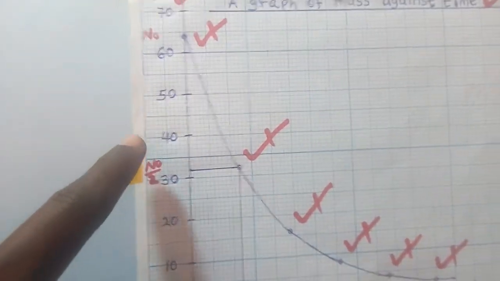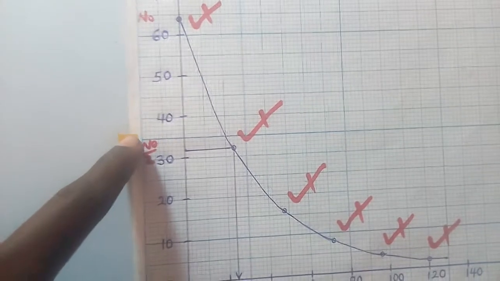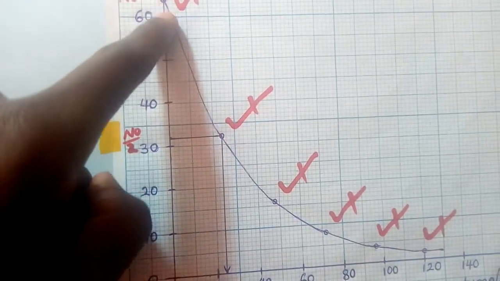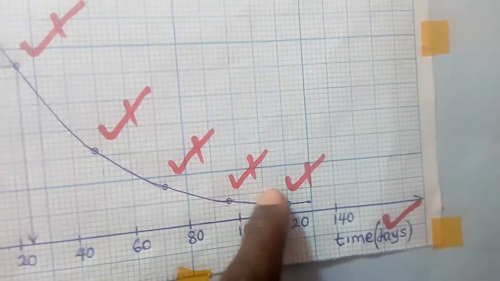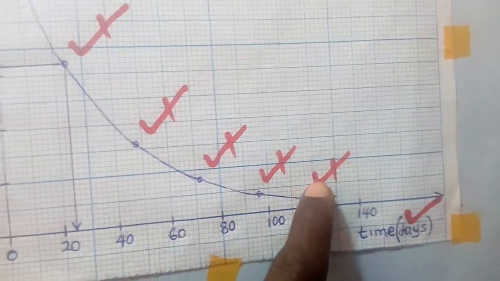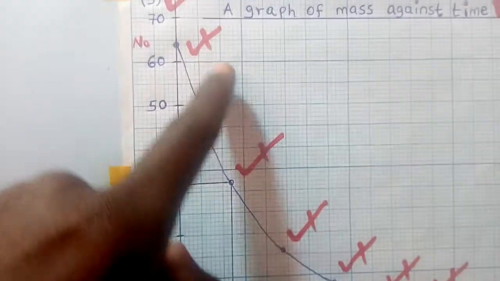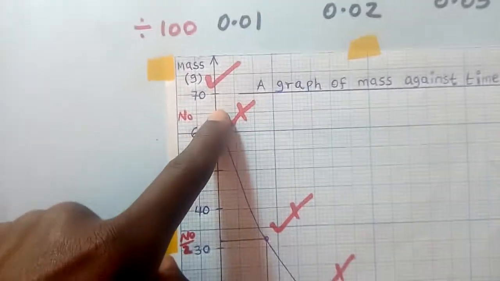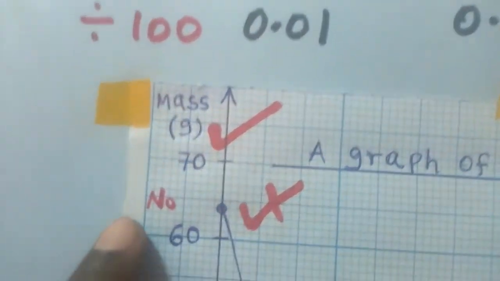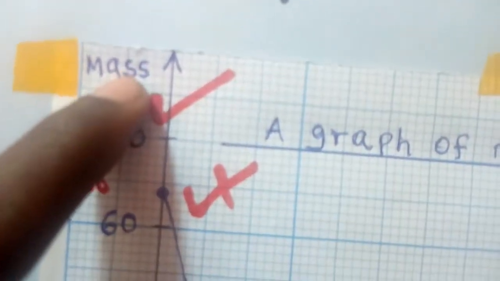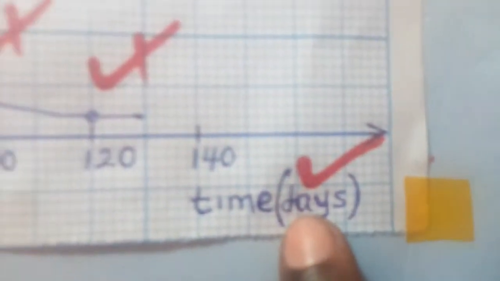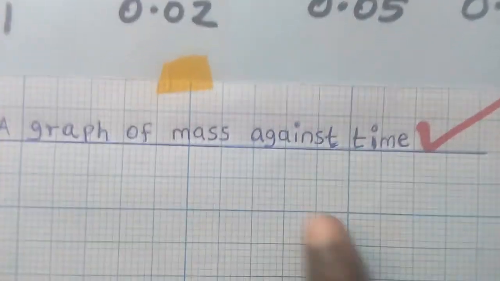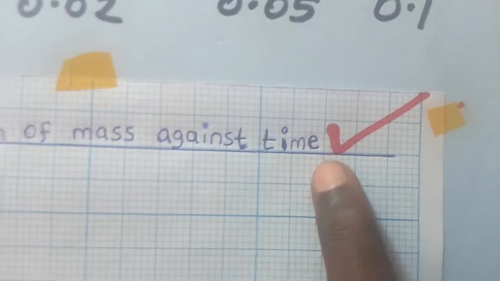Now you use a free hand. If it was a straight line, you would use a what? A ruler to draw. But it's a curve, so you use a free hand, like this, to join. So each point you have plotted correctly, you get marks. Apart from that, they will also give you marks for labeling the axis, mass in grams. And then here you have time in what? In days. So they give you the marks for writing the title, a graph of mass against time.